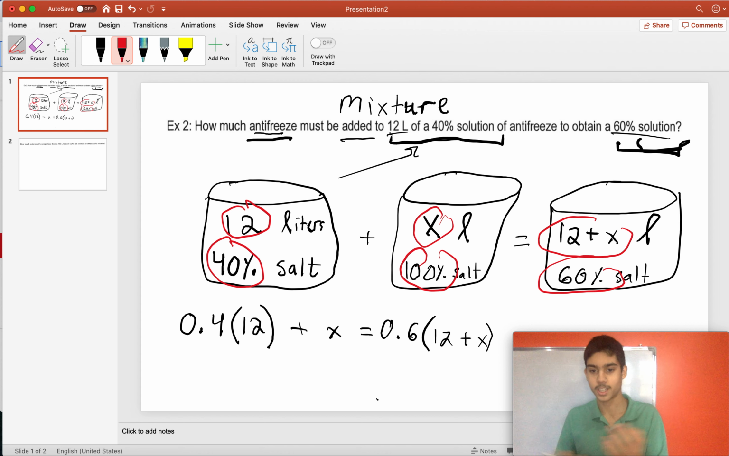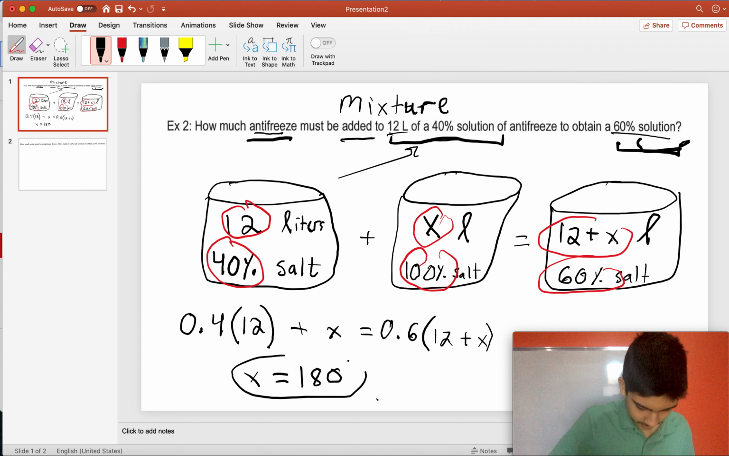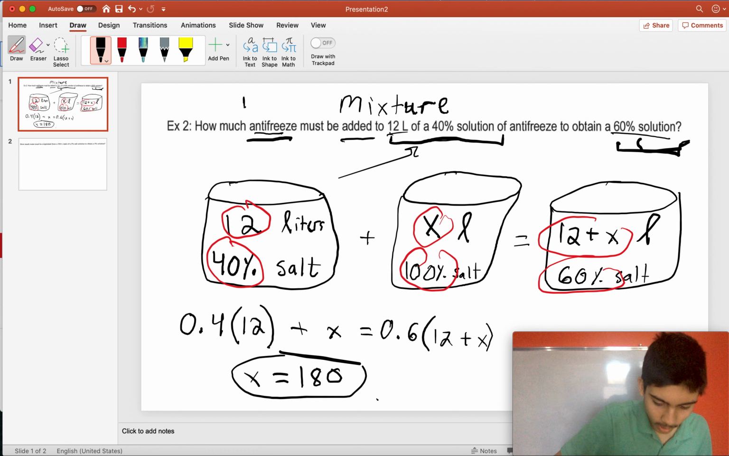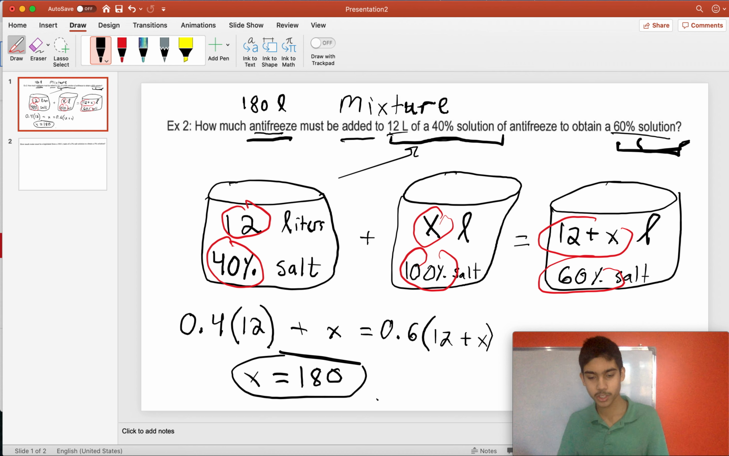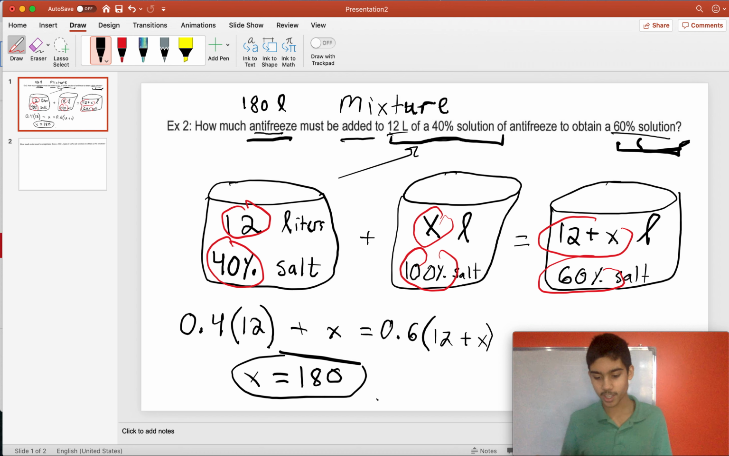And then once we use algebra, we'll get X is equal to 180. Okay, so I just memorized the answer, but you would normally just distribute and subtract and add, and then you would arrive at 180. And so that means we need 180 liters. They're asking how much antifreeze do we need to add? Well, we're going to add 180 liters of antifreeze to get our 60%.